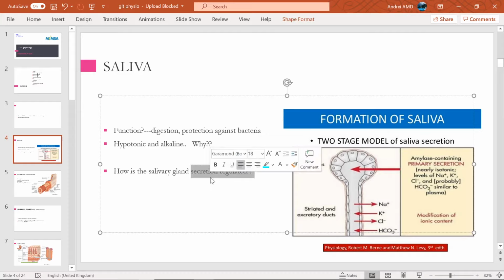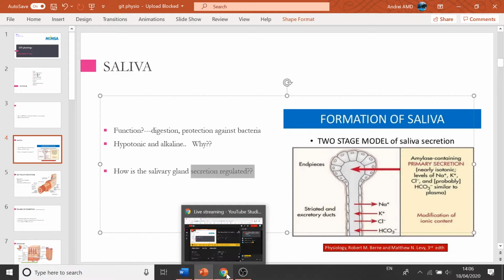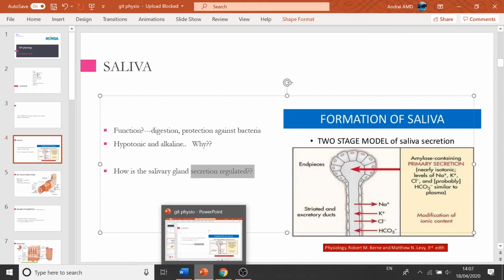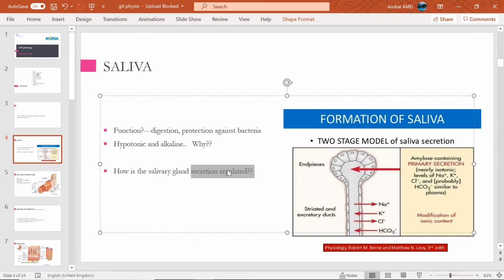So when we're secreting a lot of saliva, first of all, the blood circulation, the blood supply is very much increased, and that's why you get to secrete a lot of water, a lot of saliva. You have to know the trigger of secretion and also what inhibits the saliva formation.